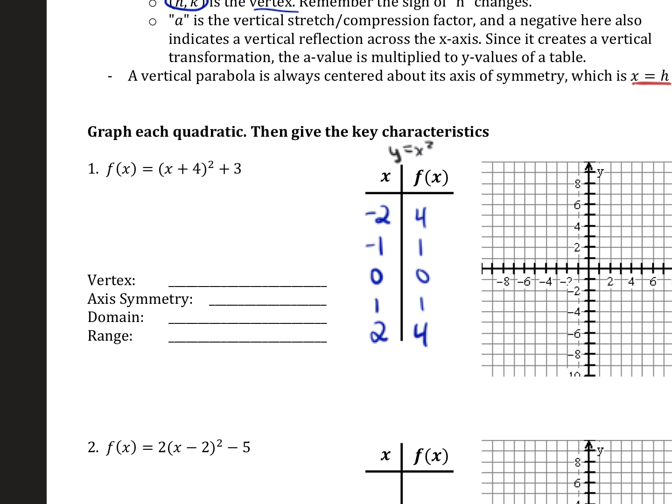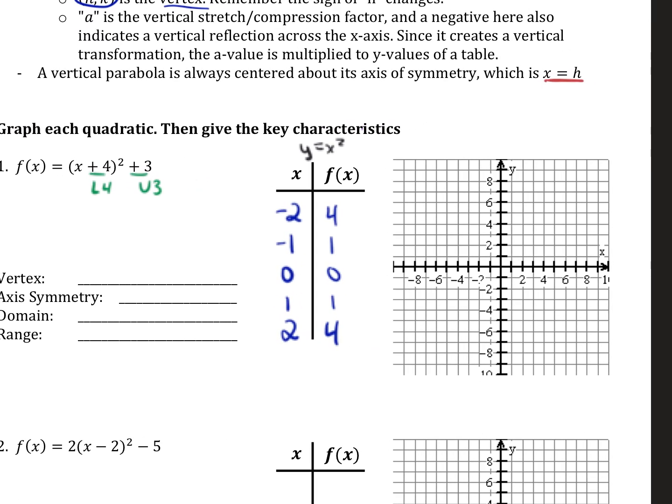And then this has a shift occurring, the 4 and the 3. Which direction does the +4 shift it? Left. Yeah, this is left 4, and then the +3 is what? Up 3. So if you remember from our absolute value graphing, I like to artificially move the origin. So I pretend to move the origin left 4 and up 3, right there. And then I graph my table from that spot, pretending like that little green cross is the origin. So from that spot, 0, 0, 1, 1.